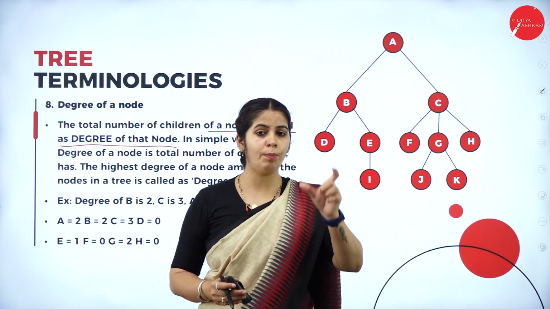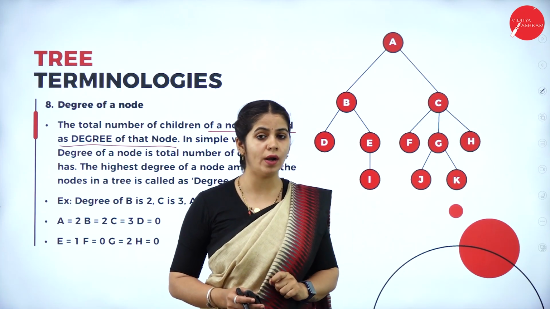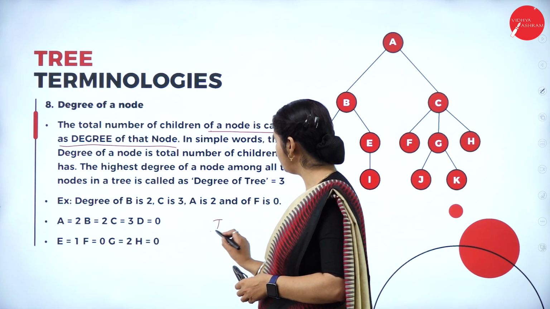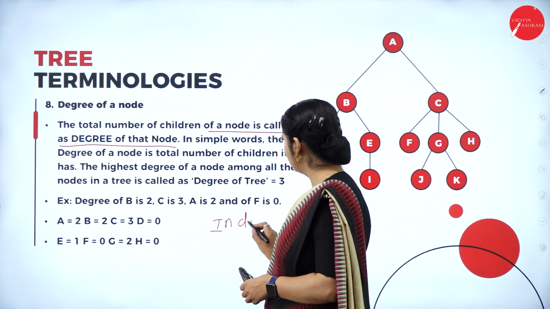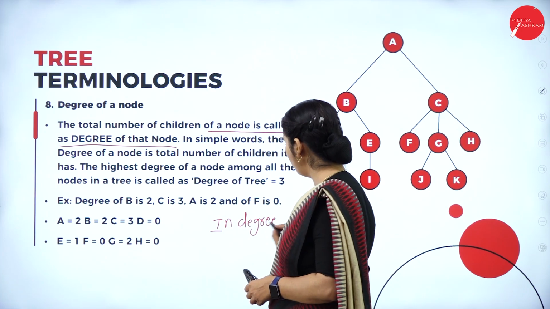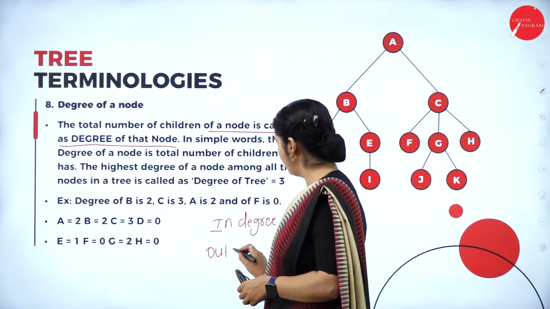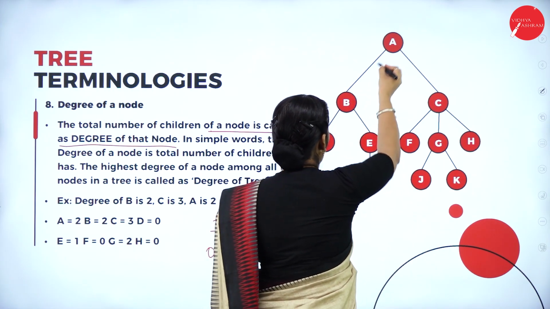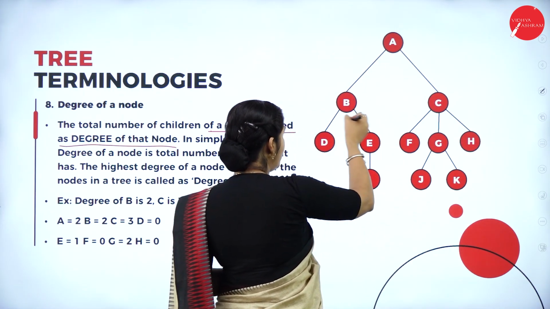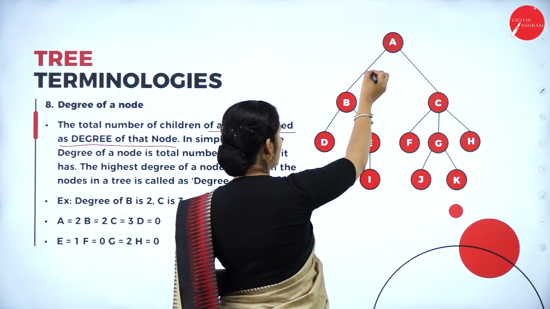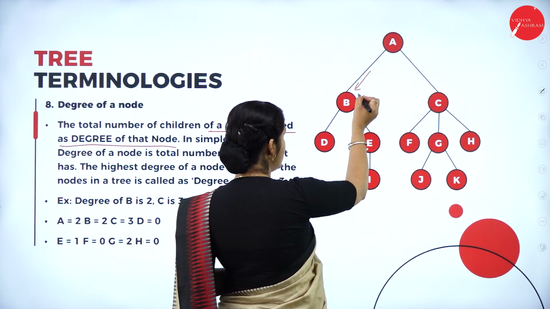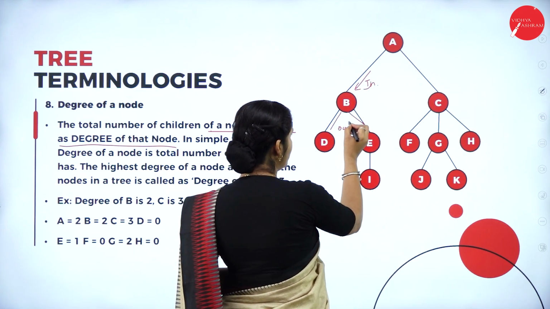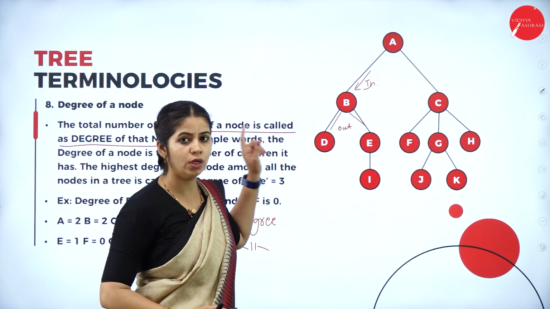How many children a particular node is having, that is called the degree of the node. When it comes to the degree of the node, we have in degree and out degree. What do you mean by in degree? In degree is how many edges are coming inside to the node. Coming inside to the node is called in degree, and how many edges are going out of the node is called out degree.